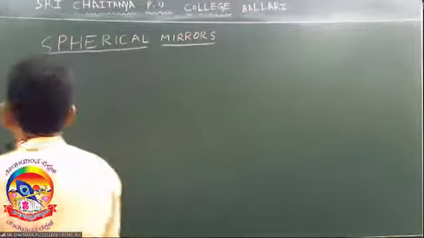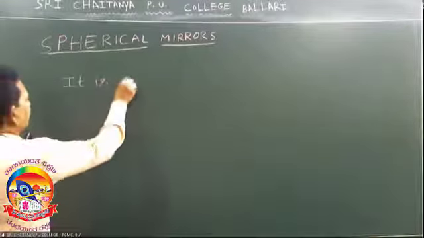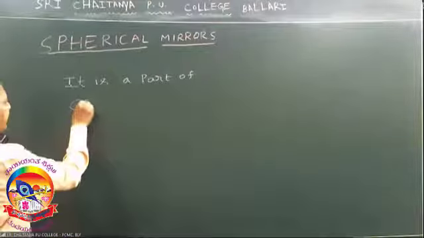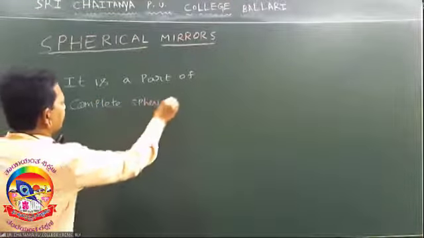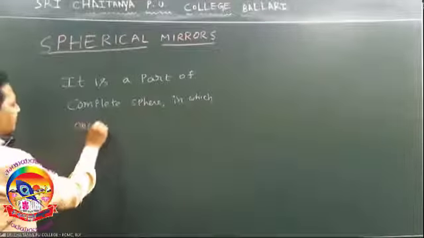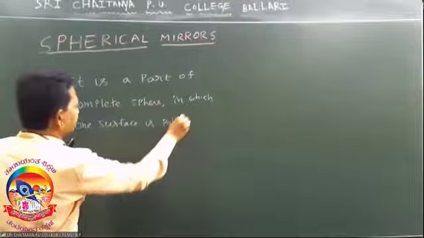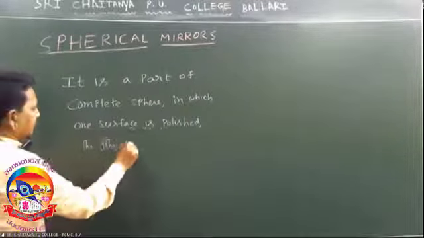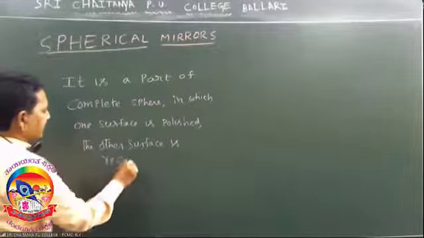So the spherical mirror is defined as a part of a complete sphere in which one surface is polished and the other surface is the reflecting surface.